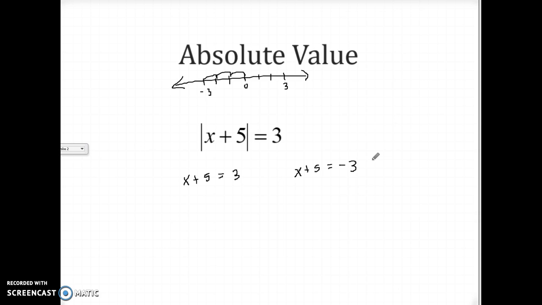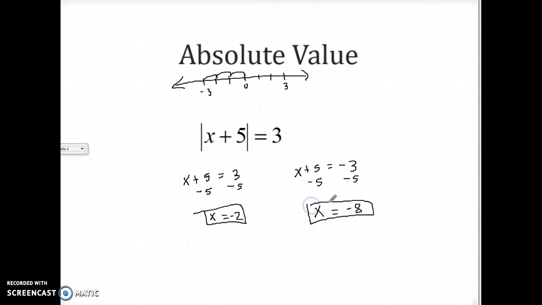So for each of these cases with absolute value, you're going to have two equations, one set equal to that positive number and the other set equal to the negative number. And then you just solve each equation. So you subtract 5 from both sides to get x equals negative 2. And then over here, subtracting 5, and you get x to equal a negative 8.